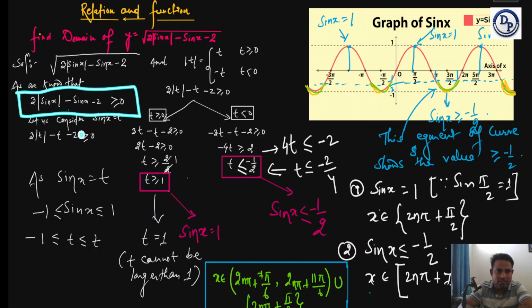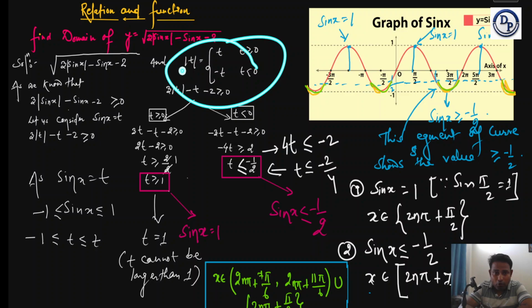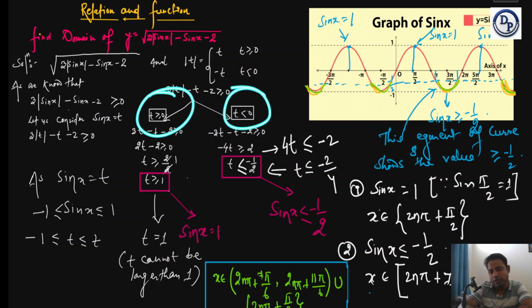And the next thing is, for our convenience, I simply considered this sin x as t. So I simply place t in the place of sin x. This is 3 mod t minus 2. Once again, I would like to remind you about mod t. Mod t gives us a positive value when the input t is positive. Similarly, mod t gives us minus t when t is negative. And we know this always gives a positive value. So we have to consider these two cases, when t is negative as well as when t is positive.